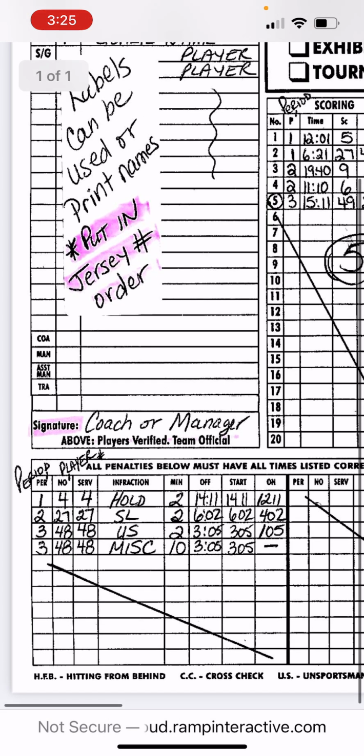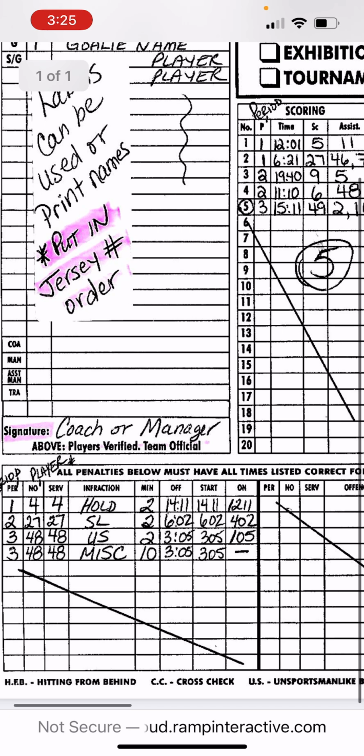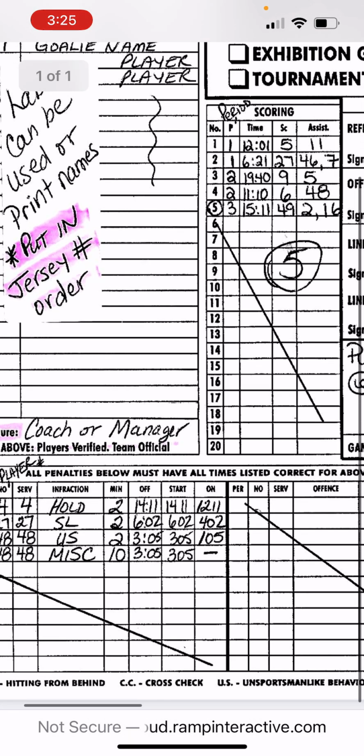Our penalties: the period, the number of the player who got the penalty, who served the penalty, what the infraction was, how many minutes long the penalty was. Off is when they got the penalty, so they came off the ice. Start is when the penalty started. Usually it'll be the same as the off time, but sometimes it's not.